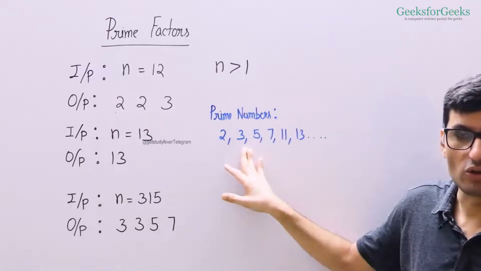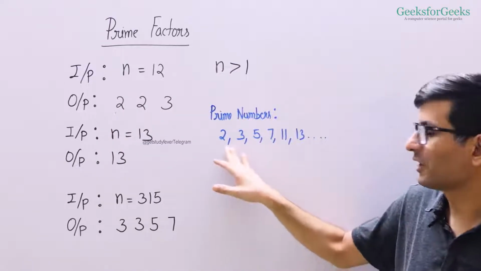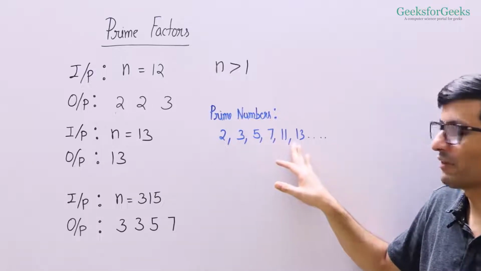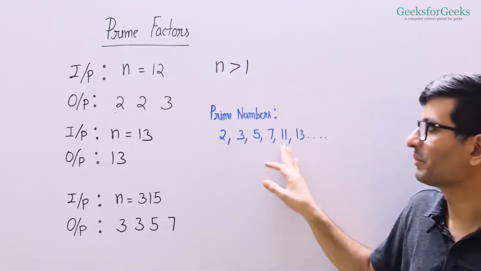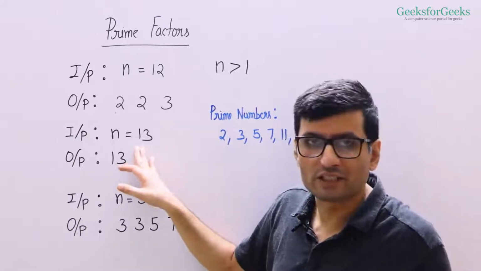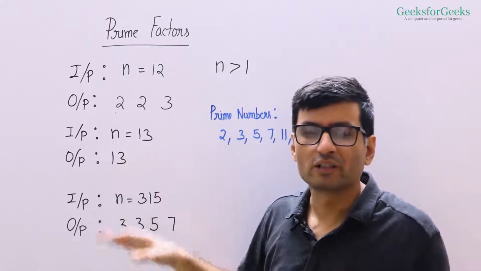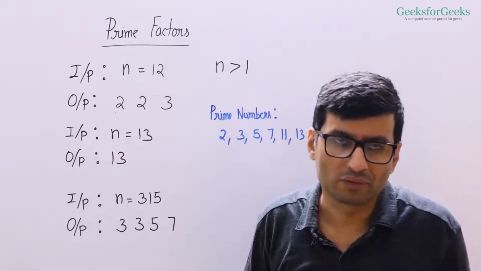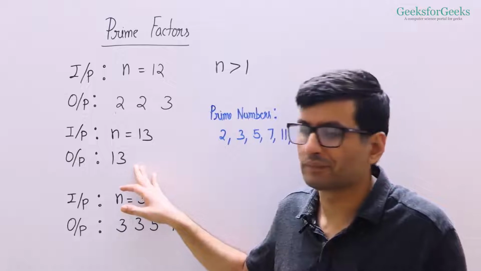Just to recall what prime numbers are, here I have written the first few prime numbers: 2, 3, 5, 7, 11, 13. Let's take another example, n equal to 13. Its only divisors are 1 and 13, but 1 is not a prime number. So we are going to write only 13.